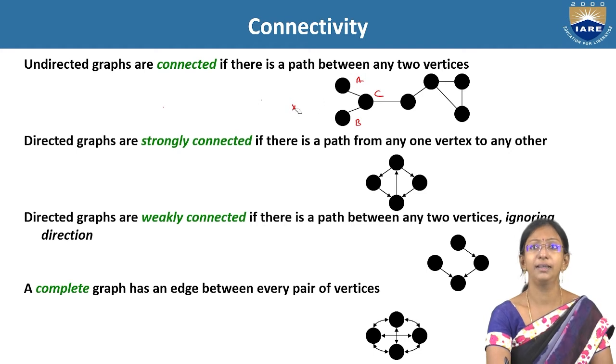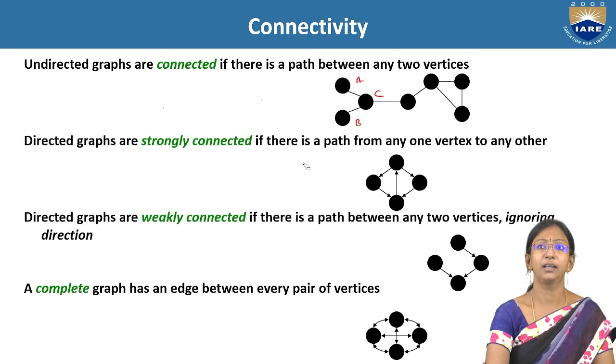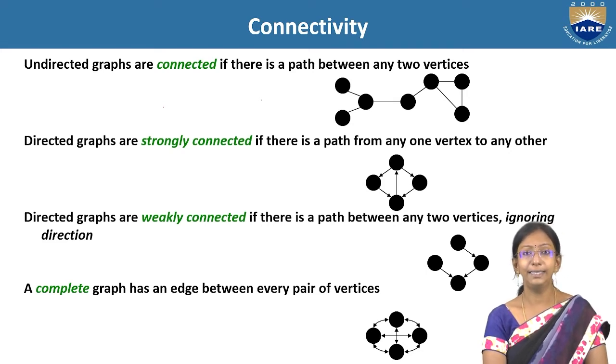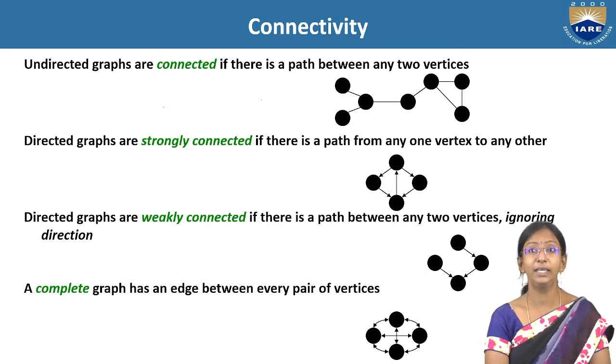If I connect X, then the graph is a connected graph, because you can see that all the nodes present in the graph are connected. Such a graph is an undirected connected graph. Coming to directed graphs, which are strongly connected.